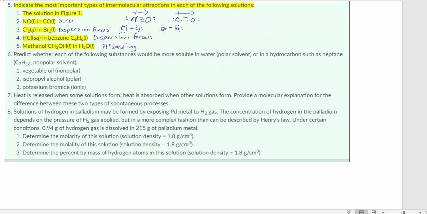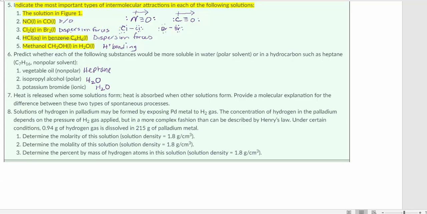Number 6, predict whether each of the following substances will be more soluble in water, which is a polar solvent, or in a hydrocarbon, which is a non-polar solvent. Well, if you have a non-polar solute, then this would be soluble in a non-polar solvent. Isopropyl alcohol is going to be more soluble in water, in your polar solvent, because isopropyl alcohol is polar. Potassium bromide, being ionic, will also be more soluble in water than it will in a non-polar solvent. Remember the old adage that like will dissolve like, so you have to be able to tell what is polar and what is non-polar.